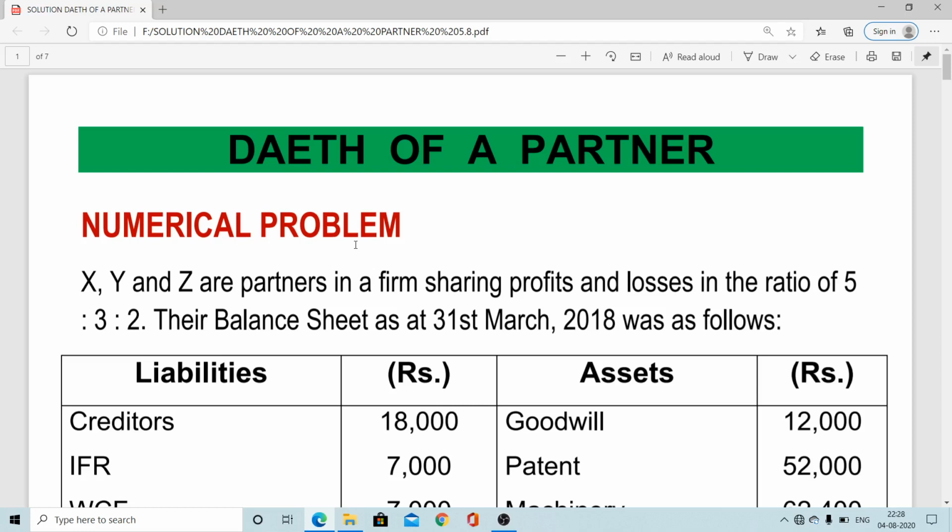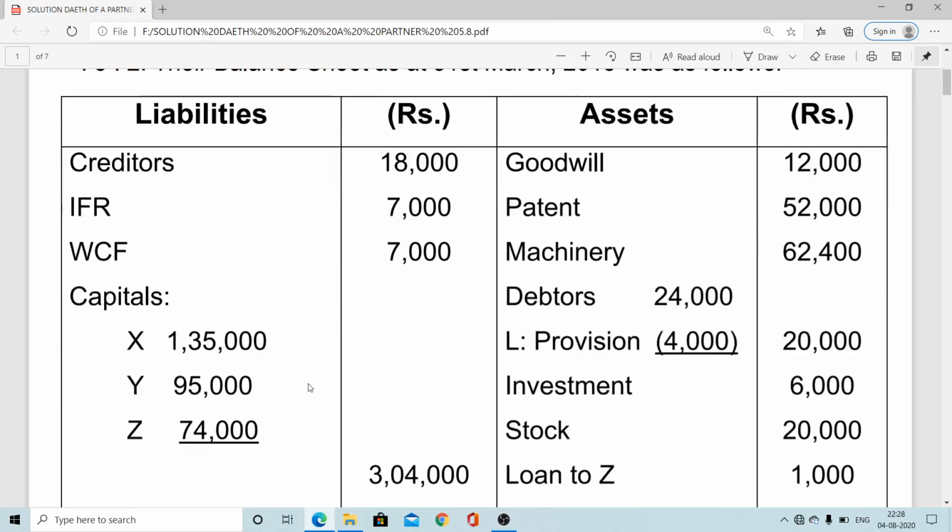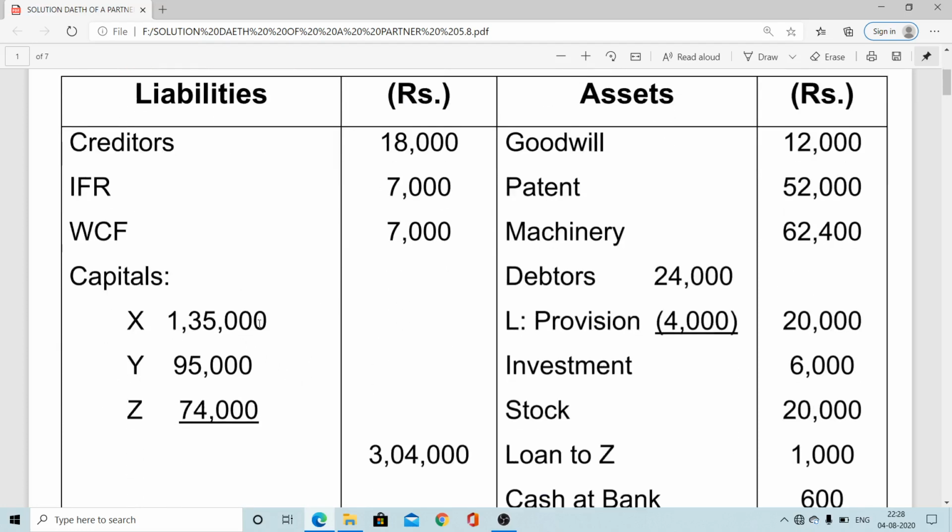So this is a numerical problem. There are three partners X, Y and Z in the profit sharing ratio 5:3:2. The balance sheet as on 31st March 2018 is as below. It is exactly the same type of balance sheet, and all the terms are known. On the liability side, creditors, investment fluctuation reserve, workmen compensation fund, and three partners' capital: X capital 1,35,000, Y 95,000, Z 74,000, total capital 3,04,000.